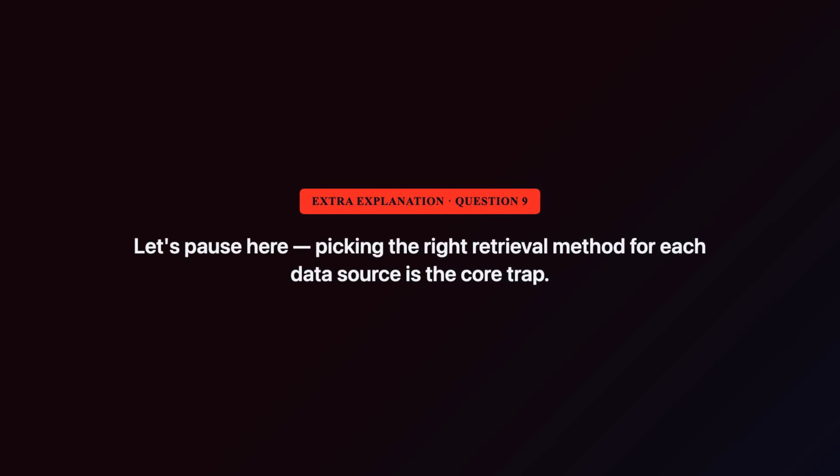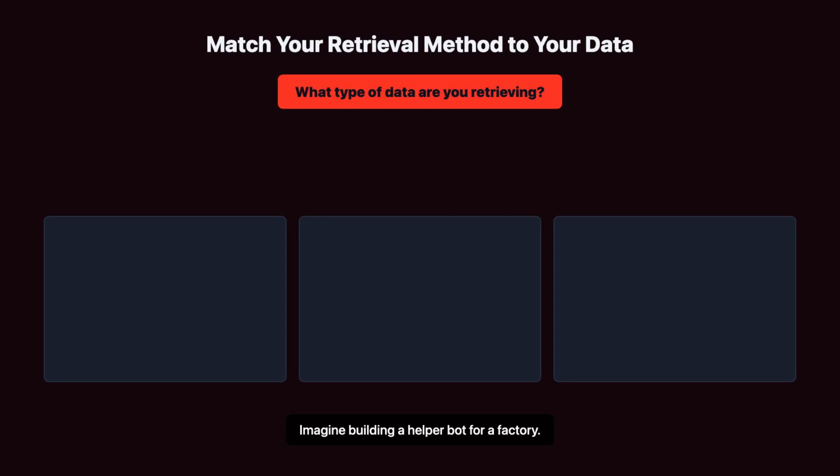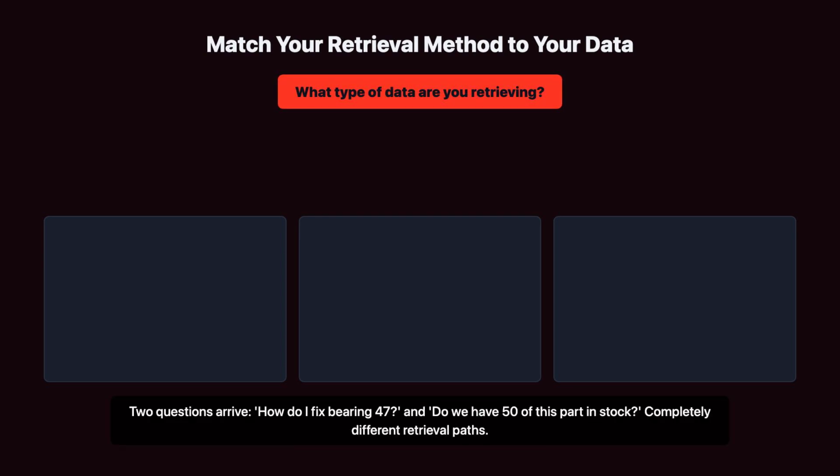Let's pause here. Picking the right retrieval method for each data source is the core trap. Imagine building a helper bot for a factory. Two questions arrive. How do I fix bearing 47? And do we have 50 of this part in stock?